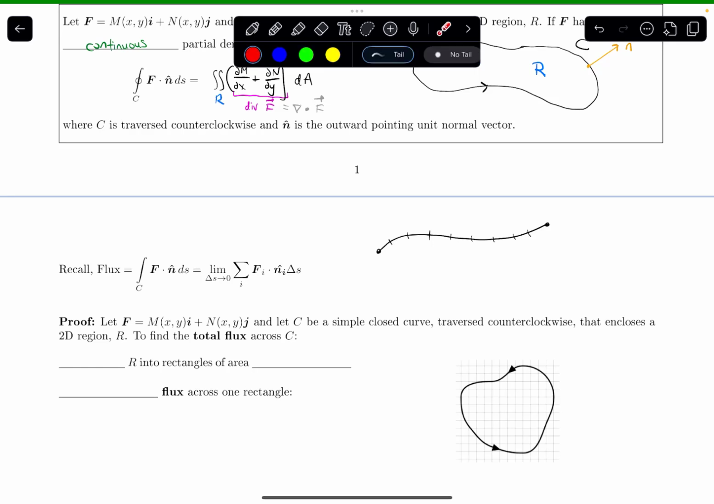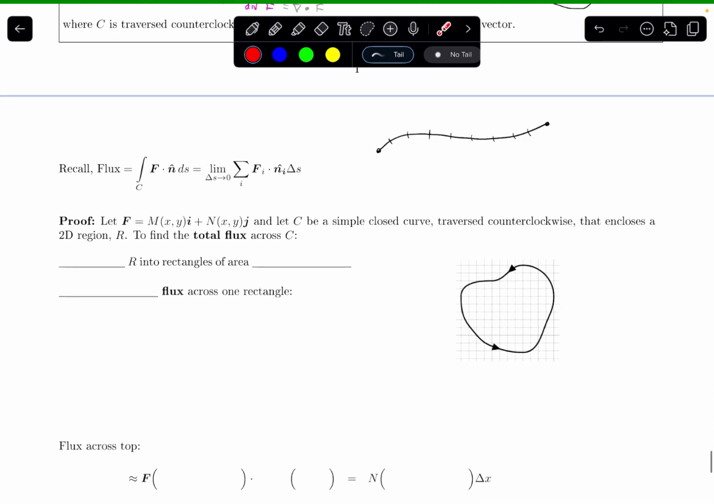And then on each of those pieces, I can approximate the flux by taking some test point, figuring out what the vector field is going to give me at that test point. That's what this F_i is. And then also drawing the normal vector at that test point. That's what N_i is, this perpendicular vector. And that is going to get multiplied by delta S, the length of that piece. Okay, so right, I can express this line integral as this limit of a Riemann sum.